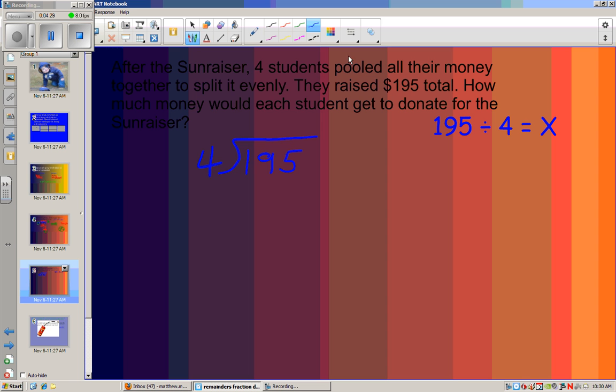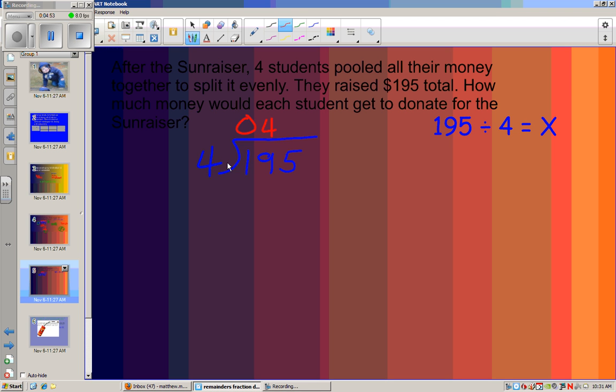And since we know we're dealing with money, you can't get a fraction of a quarter. So it wouldn't be like 1/4 of a dollar or something like that. We would work it out into a decimal, because again, we don't want to ignore it either. So now if we work our problem, when we get to that point, we'll continue on. 4 goes into 1 0 times. 4 goes into 19 4 times.